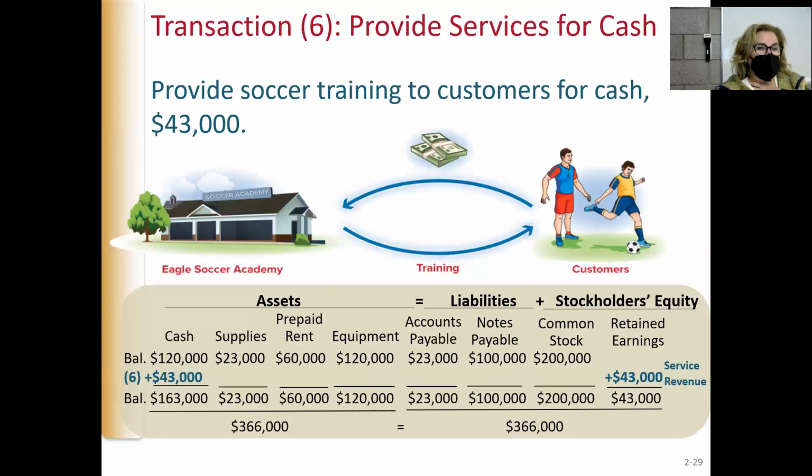What happens, guys, when we provide soccer training to customers for cash? Do you see we got cash? So our cash increased $43,000, but we provided training, which means that was a revenue, right? That revenue increased our stockholders' equity through retained earnings, didn't it? Do you see that we still balance though? Our cash went up and our stockholders' equity went up.